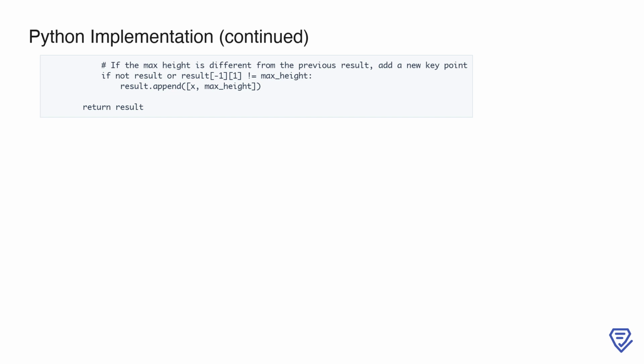This ensures that the skyline updates only when there's a visible change in height. Finally, once all critical points are processed, the result list contains the complete set of key points defining the skyline, and we return it as the output.